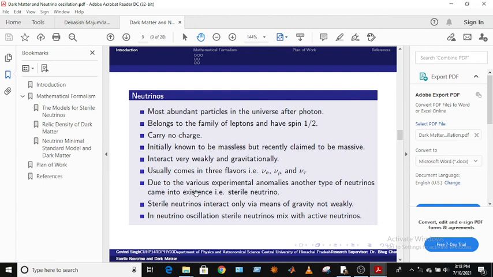Due to various experimental anomalies, another type of neutrino came into existence. These are sterile neutrinos. They are the fourth state of neutrino. They are right-handed neutrinos. Sterile neutrinos interact only by means of gravity and not weakly. In neutrino oscillation, sterile neutrinos mix with the active neutrinos.